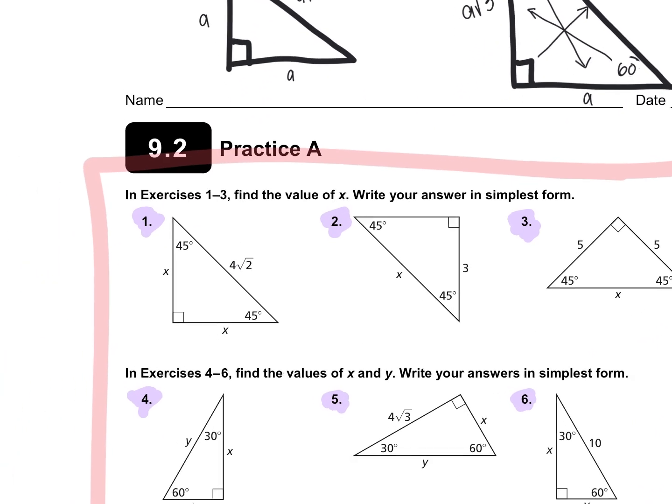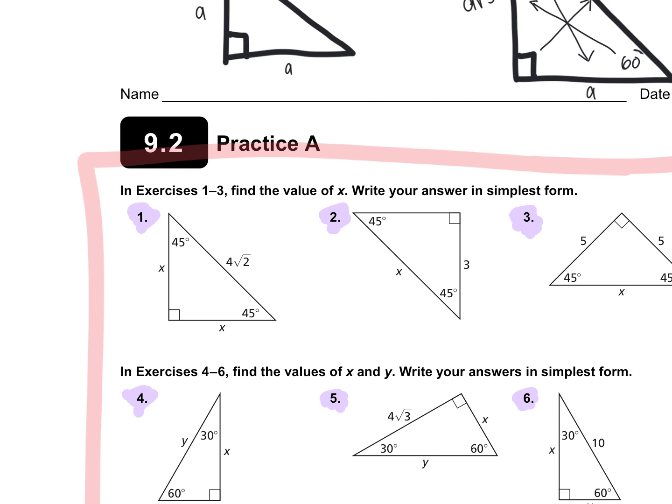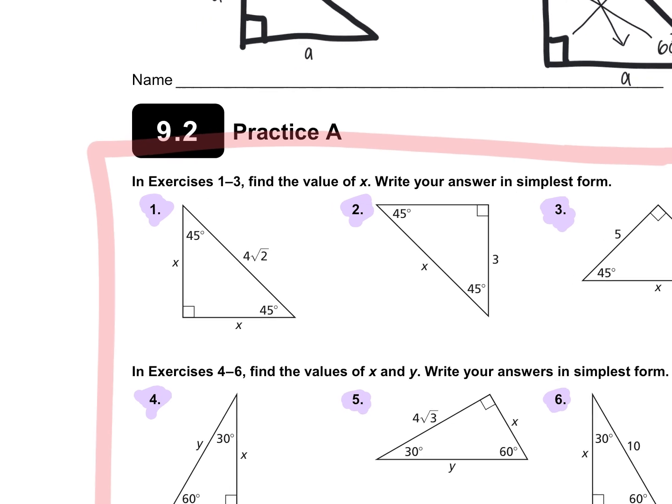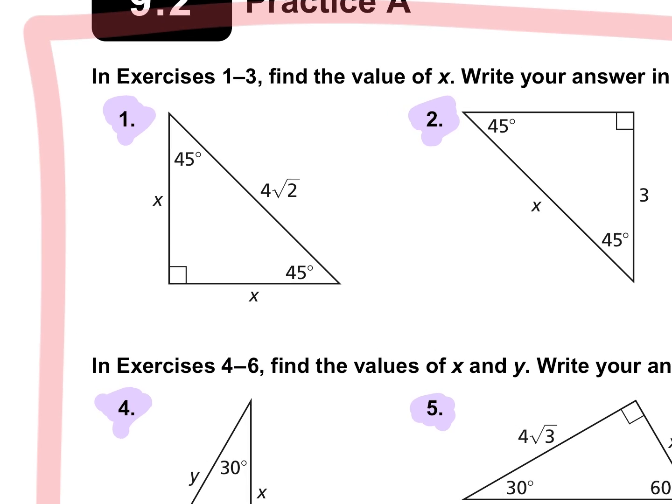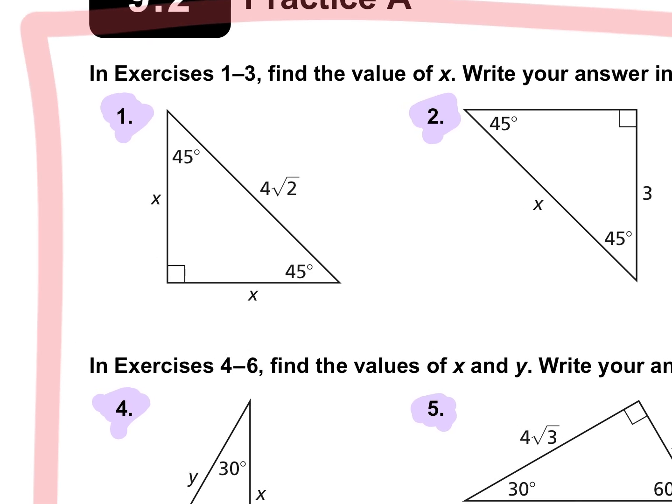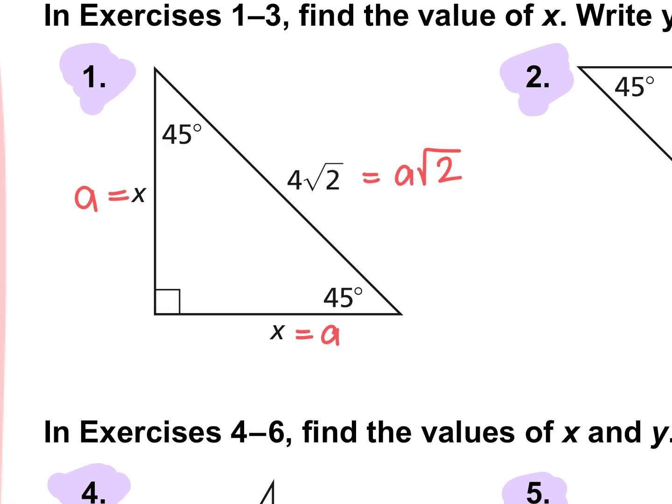The top ones were pretty easy, and it will be pretty easy on the quiz. Looking at this, the first thing I always want you to do, just so it's practicing and it's in your head, is label what it is. This is a 45, 45, 90 triangle. So I have a on both my legs, and then I have a radical 2 on my hypotenuse. Looking at it, I promise you this is not a trick question. What is your a?